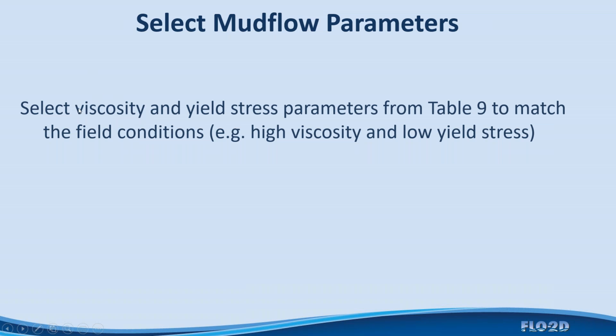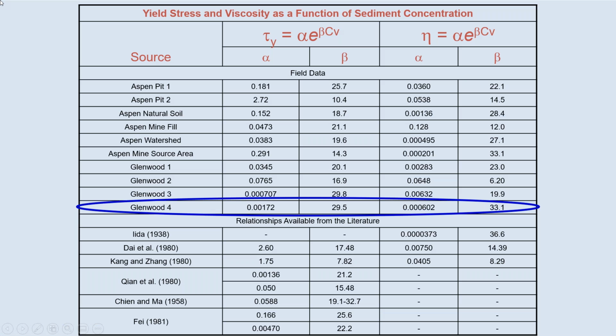So if you select the viscosity and yield stress parameters from table 9 to match some field conditions, say high viscosity and low yield stress, again going back to this table, Glenwood number 4, I would recommend, has a relatively high viscosity and yield stress for a mud flow event, and it's representative of taking a wet cement, say, in your hands and making a ball out of it and throwing it on the wall, and it sticks. And so this is the nature of this Glenwood 4 sample.